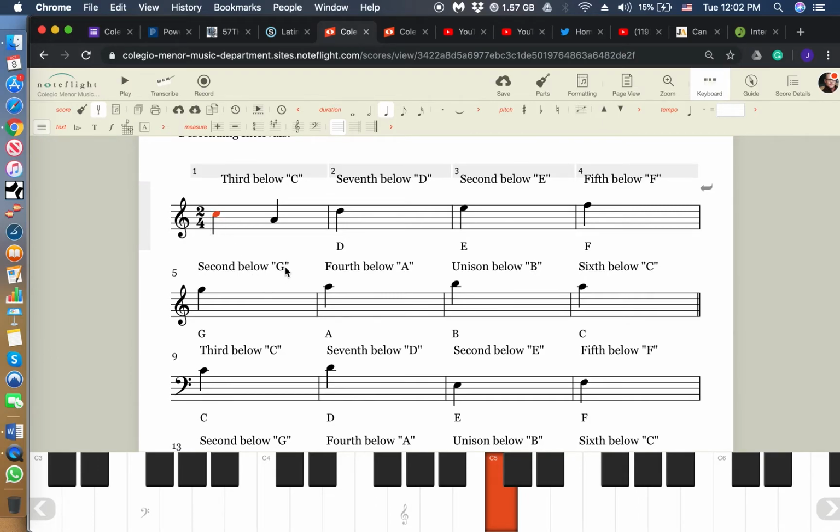And all you need to do is really count lines and spaces. So starting from C, which is on this third space, if I needed something below it, what's a third below this? I'm going to count space, line, space. You'll notice that all thirds are either space to space or line to line.